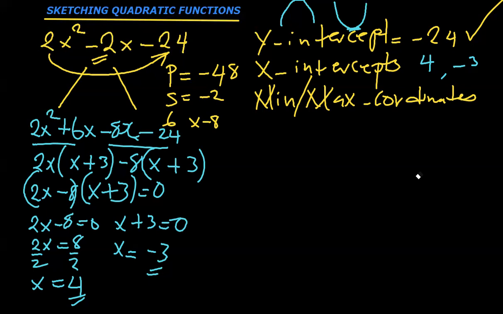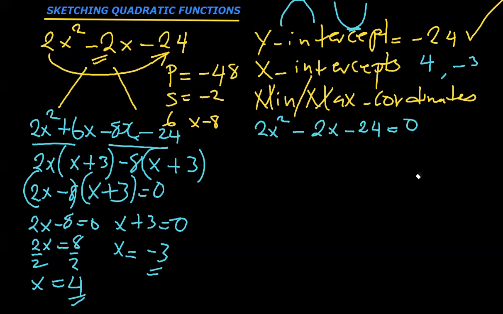Now this is what we do. So we have 2x squared minus 2x minus 24. I'll just equate this to 0. All right. Now, the first step that you need to undertake is to ensure the coefficient of x squared is 1.